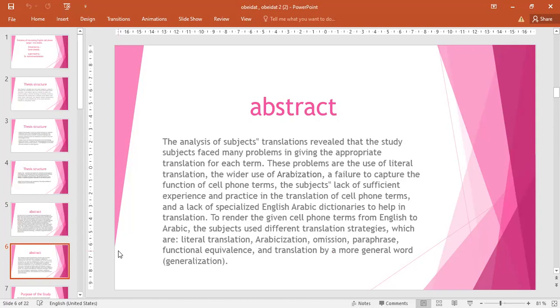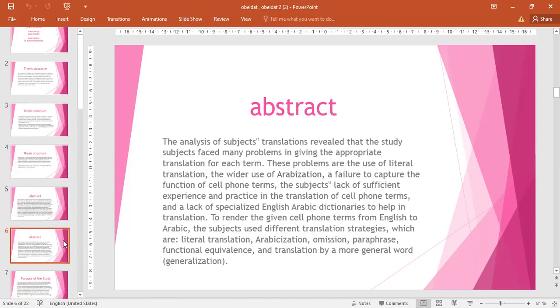To render the given cell phone terms from English into Arabic, the subjects use different translation strategies, which are literal translation, Arabization, omission, paraphrase, functional equivalence, and translation by a more general word, which means generalization.